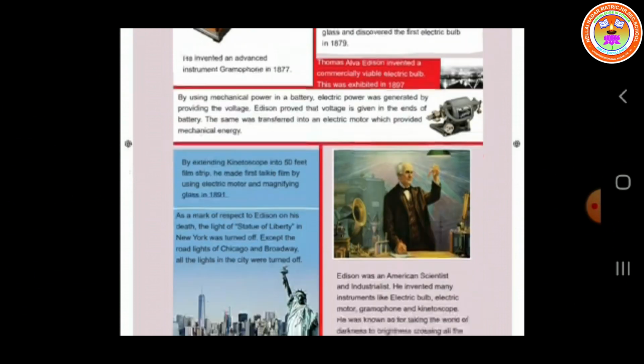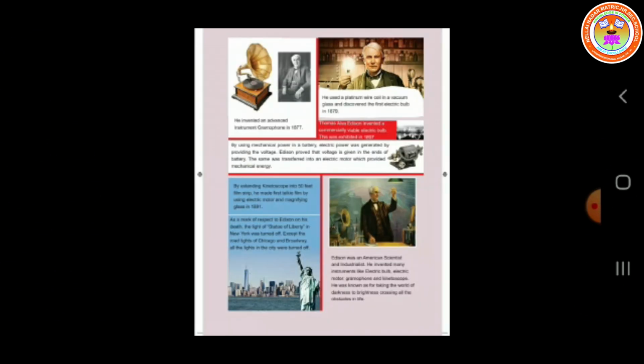So that is there in the book. You yourself can wonder about Thomas Alva Edison, and you may be impressed by Thomas Alva Edison. I hope you all understood, students.